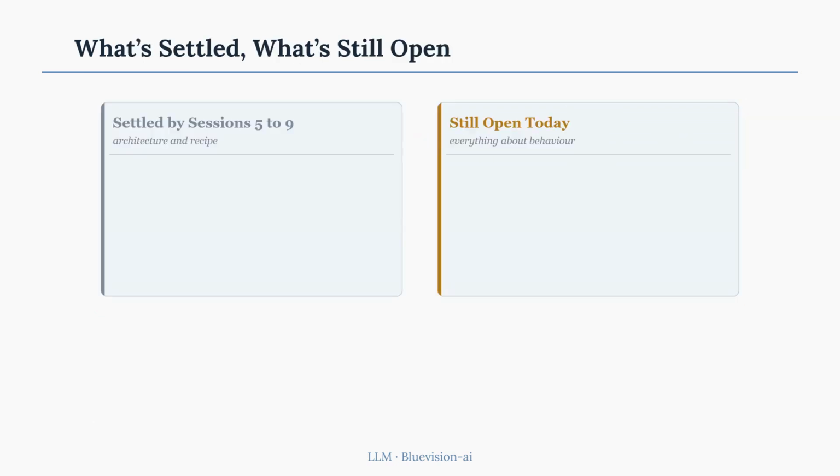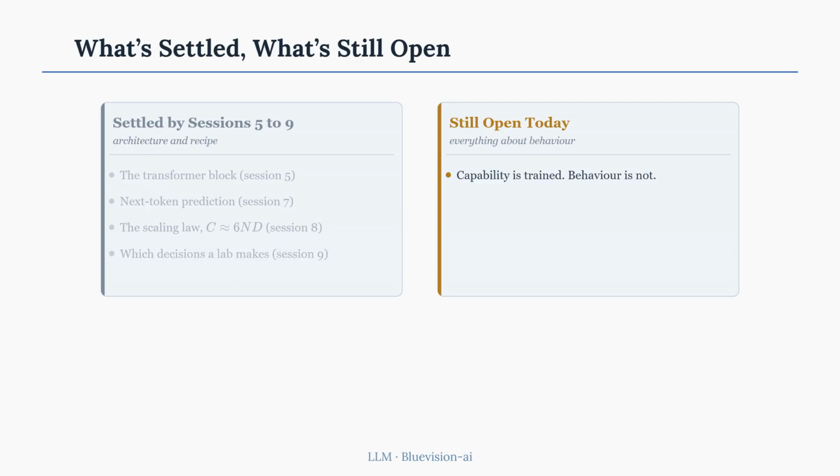Let's split it down the middle. What's settled, and what isn't? Settled, the transformer block itself, from session 5. Next, token prediction, from session 7. That's the objective you've been watching us train on ever since. The scaling law, from session 8. It tells you how much compute to spend and on what. And session 9's framework, which told you which decisions a lab even gets to make.